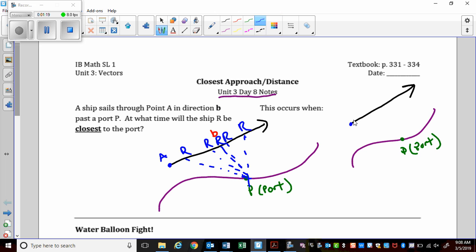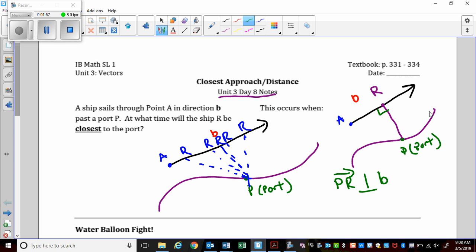So this is my ship, this is my initial position, this is my ship's direction, this is B. And my ship is going to be closest to the port when this AB is perpendicular to P. Well, this is going to be R right here, my closest point, PR. So this is going to form a 90-degree angle right here, and that is going to be the shortest distance. So when PR is perpendicular to AB.